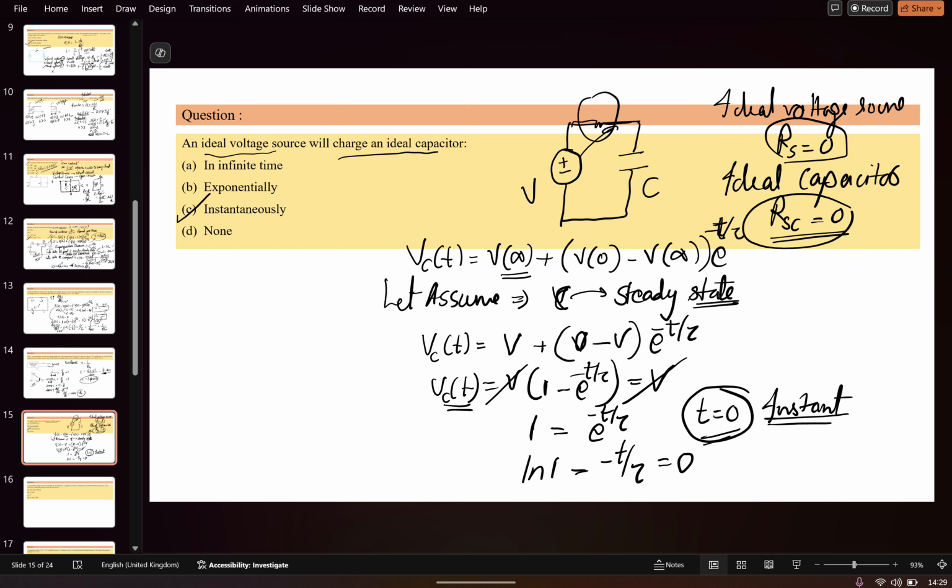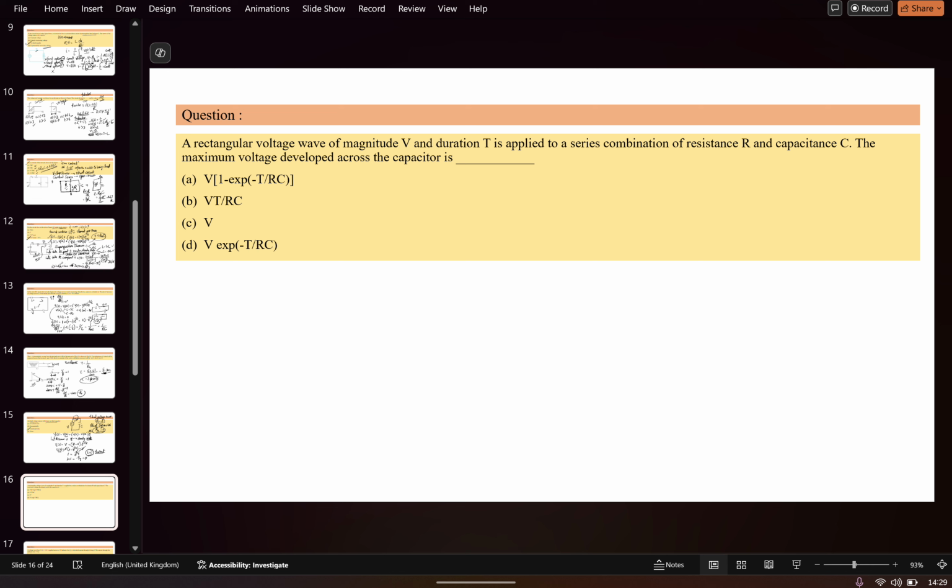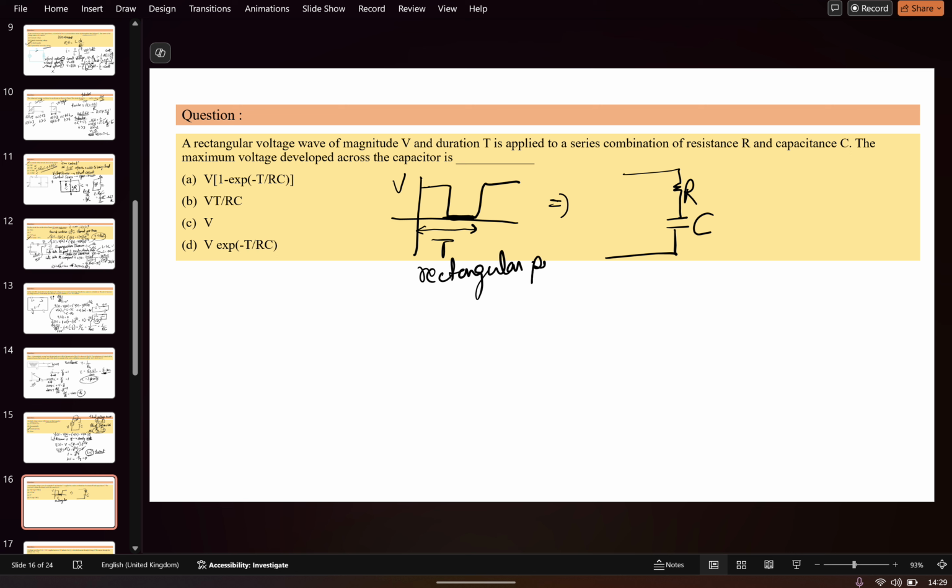Okay, so moving to the next question. There is a rectangular voltage wave given. Let's assume this is a rectangular voltage with voltage magnitude V and time duration T. It is applied across a combination of R and C. This is the R and this is the C. So this rectangular pulse is applied across this RC circuit. What is the question asking? What is VC max, the maximum voltage that will appear across the capacitor C?